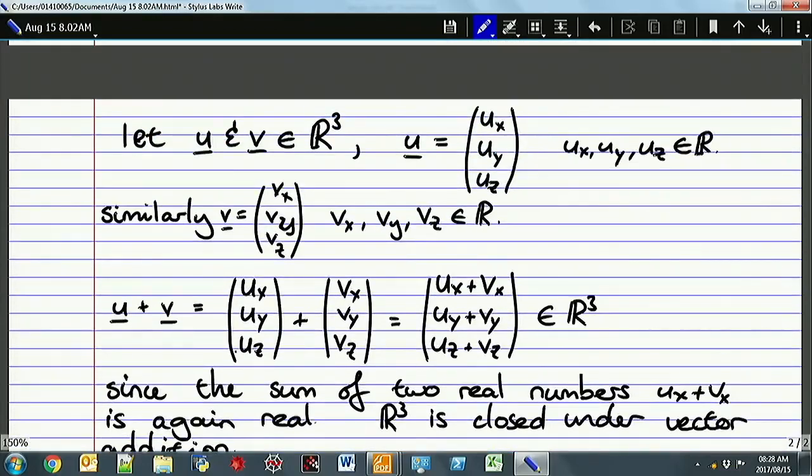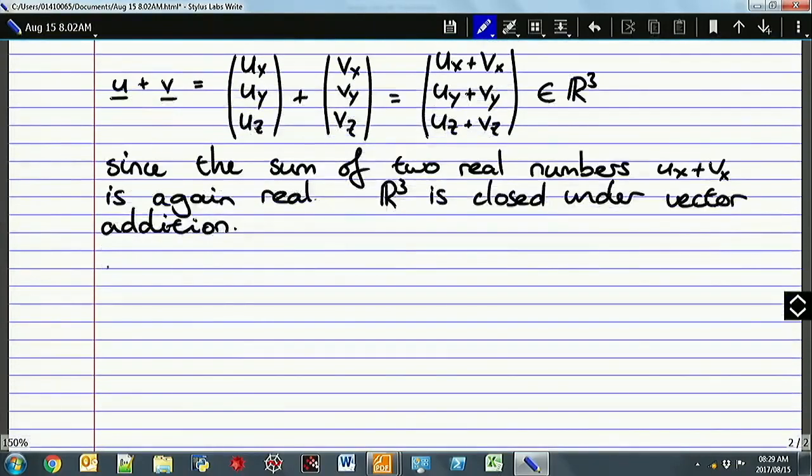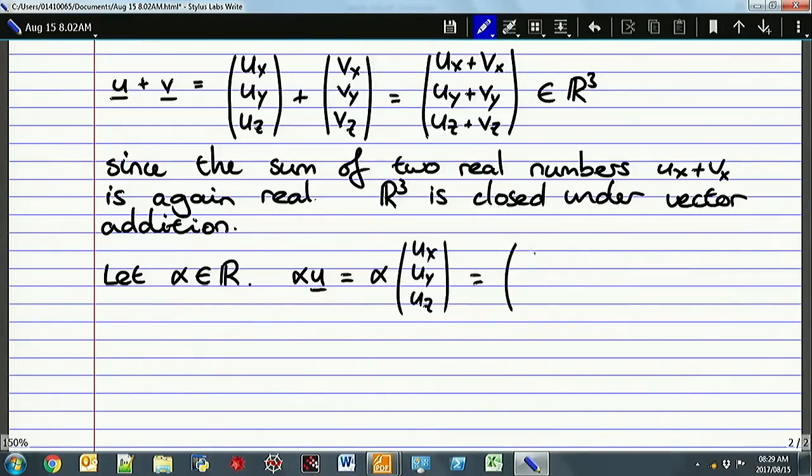Now we choose an arbitrary scalar. In this case, we'll call it alpha. Alpha's been arbitrarily chosen. It's not 3 or 5 or pi or minus 2. It's just alpha, some real number. Alpha u is going to be alpha multiplied by ux, uy, uz. And that's alpha ux, alpha uy, alpha uz.